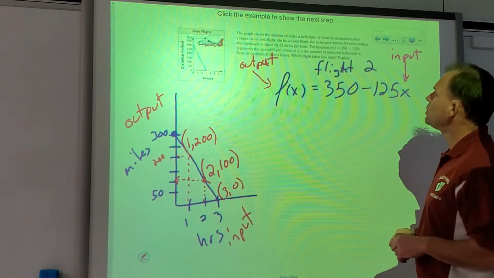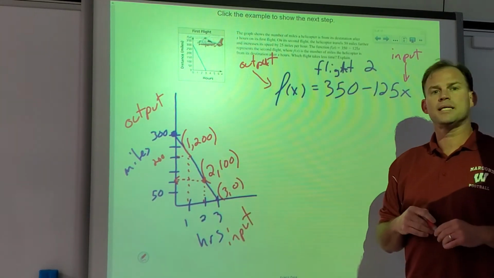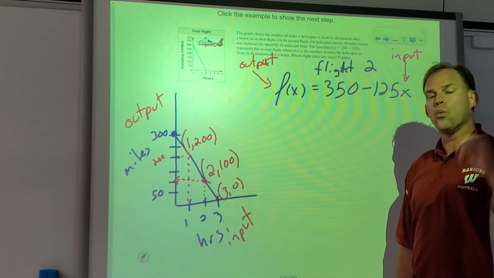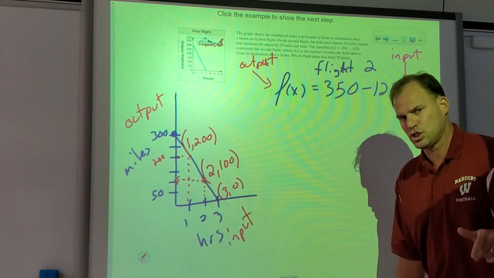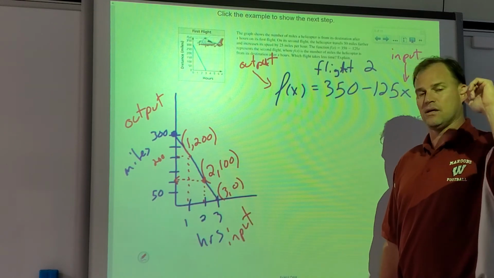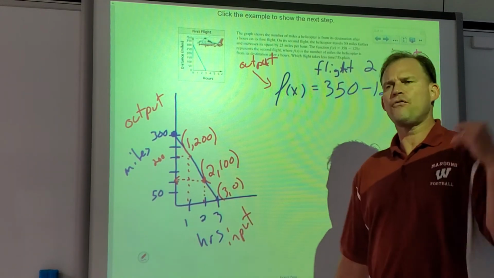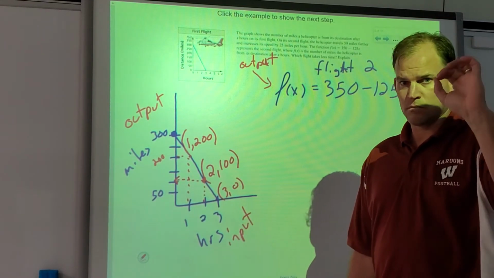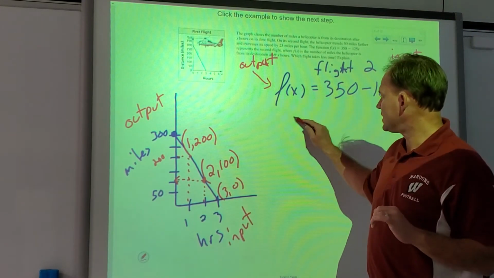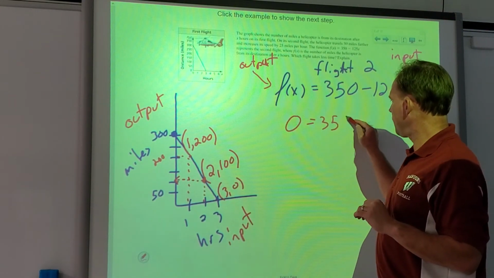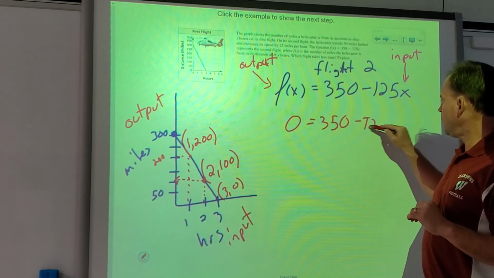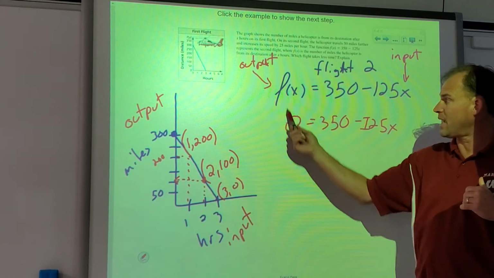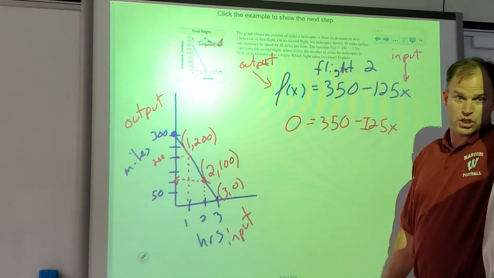So now if I want to know how long it takes them to fly in this scenario and arrive at the destination, what is the mileage? How far away are they at the end of the flight? So think about that for a second. How far away are you at the end of the flight? 0. You are 0 miles away at the end of the flight. So now I can plug 0 in for my output and solve the equation, just like we did on that previous section.